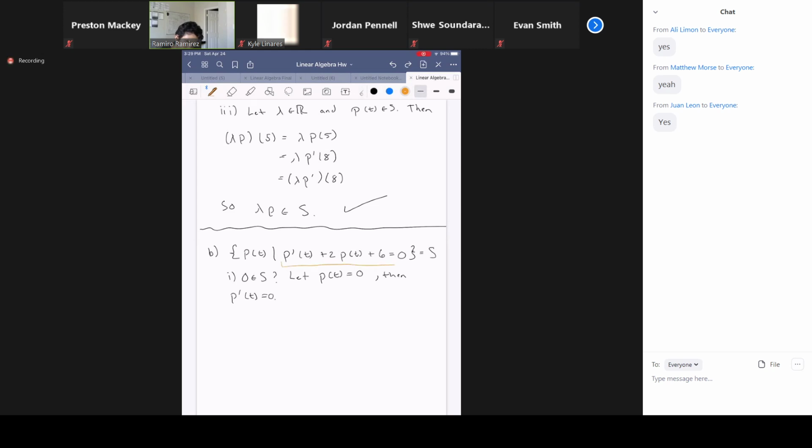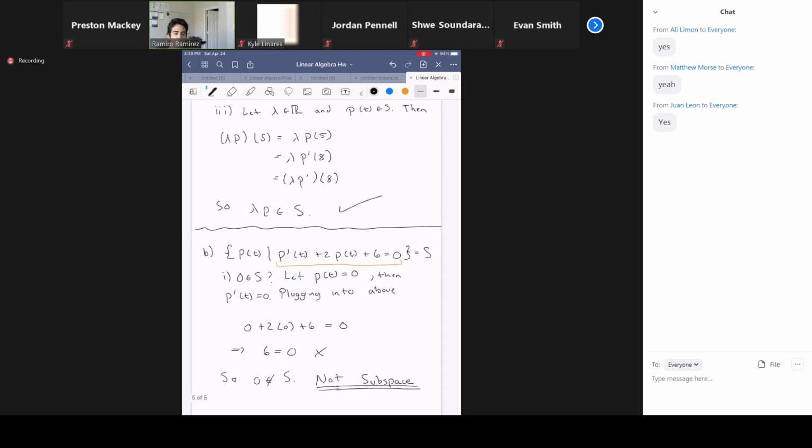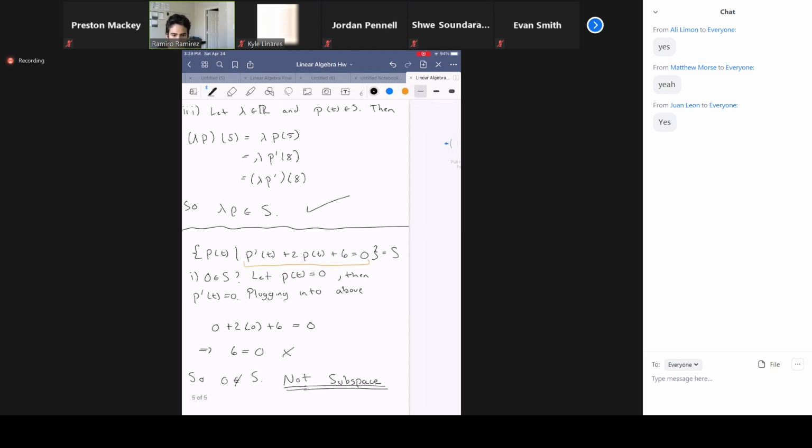So plugging into that formula... No, hold on. So plugging into the above gives us 0 plus 2 times 0 plus 6 is equal to 0, which means that you get 6 is equal to 0, which is not true. So that means 0 is not in S. So this is not a subspace. Okay, so B is definitely not one.